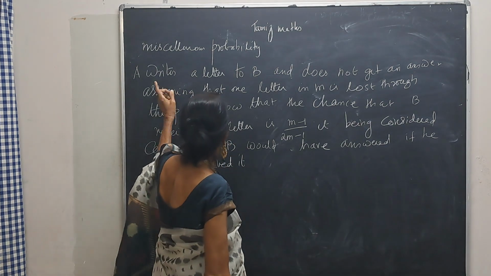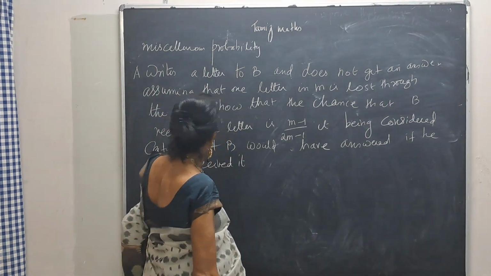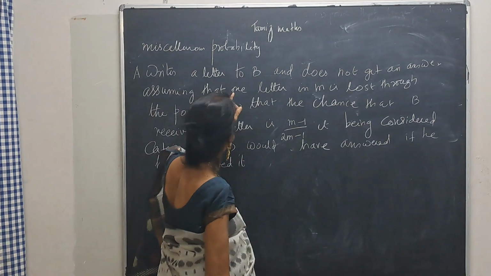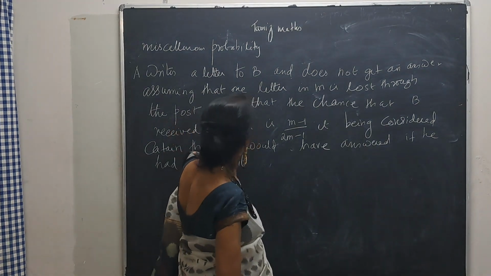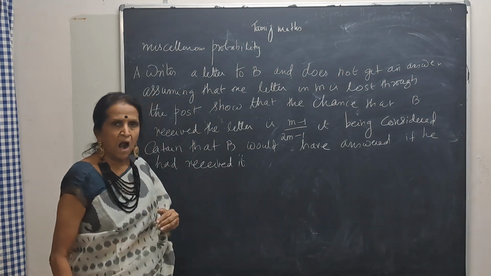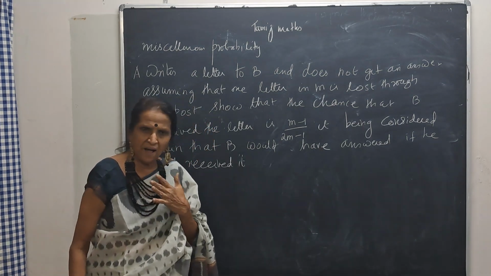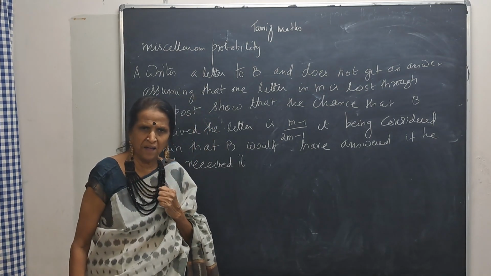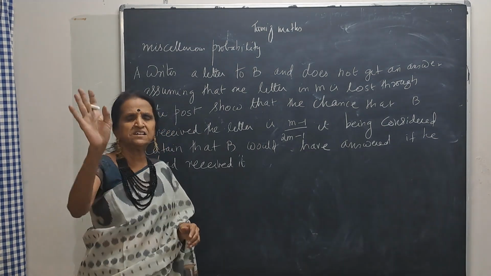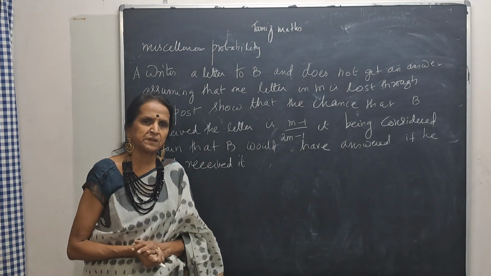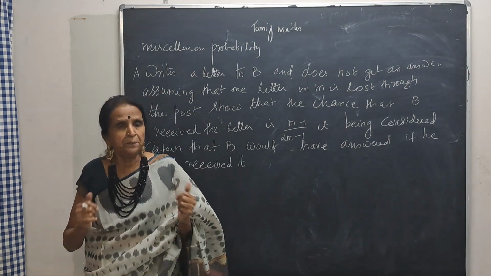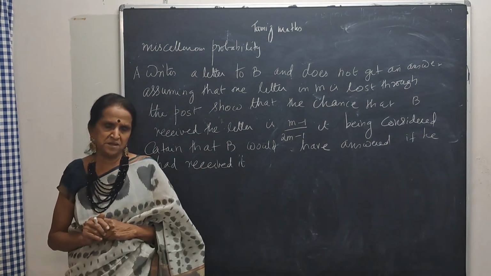What he says, it being considered certain that B would have answered if he had received it. You are asking what? Show that the chance that B received the letter. I don't get the reply. A is not getting the reply. B received the letter and I don't get the reply. Me not getting the reply has happened. That's the main action in base.